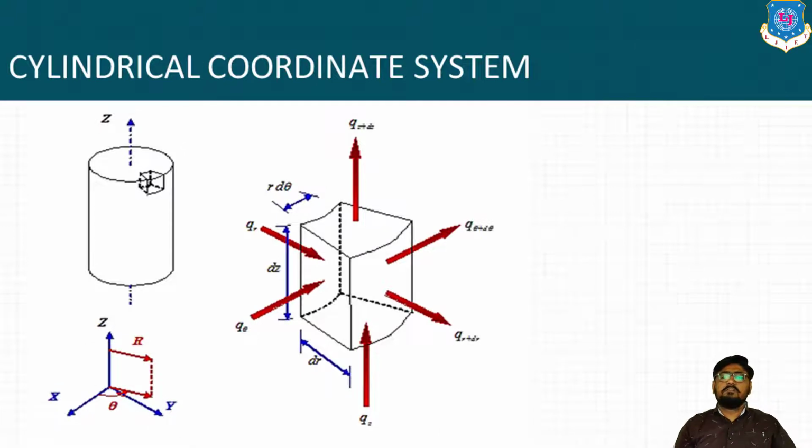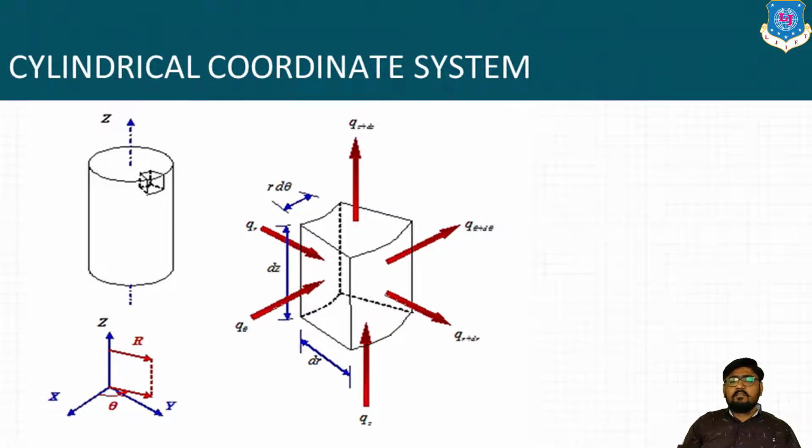Now let us focus on the cylindrical coordinate system. As I have told you, this is a cylindrical coordinate system. It is a certain part of a cylinder, as you can see over here in the figure. So as you can see, one is dr, the radial element, dz is the height, and this curvilinear part will be r into d theta. You can see over here that is r d theta.